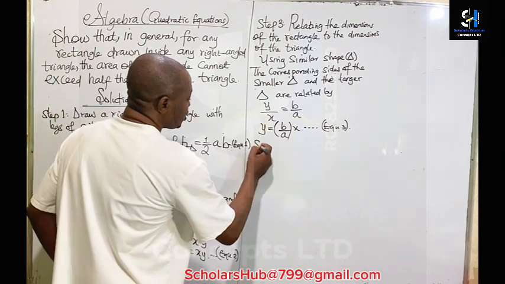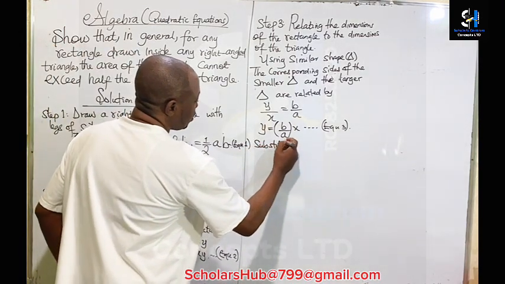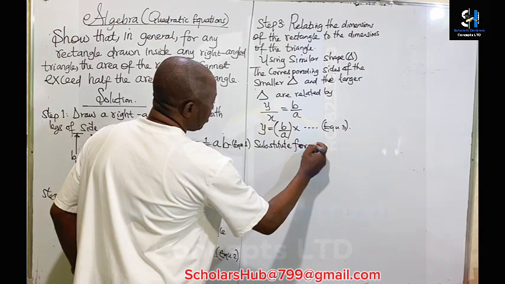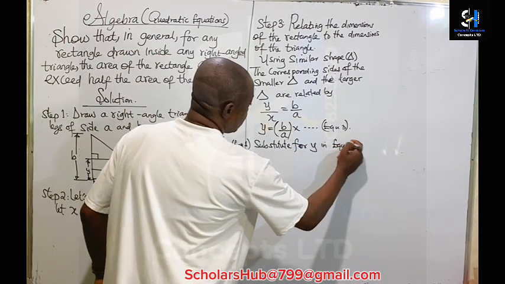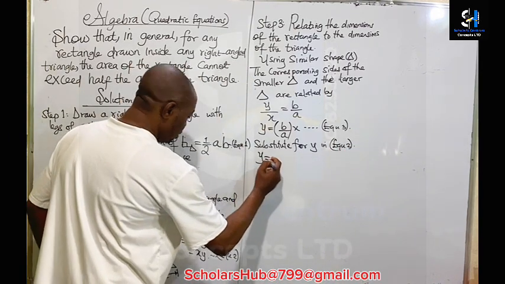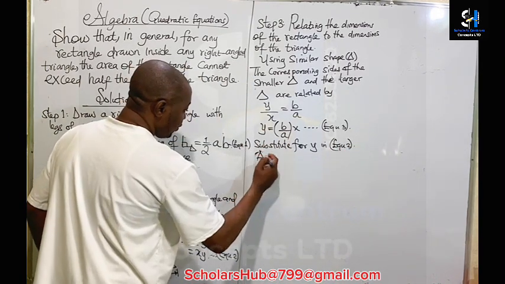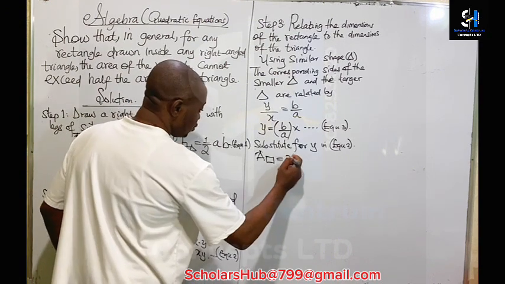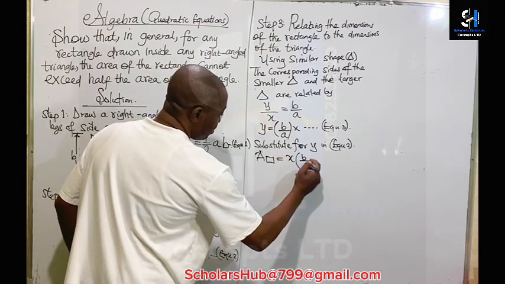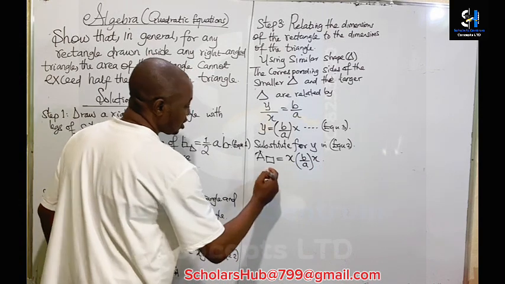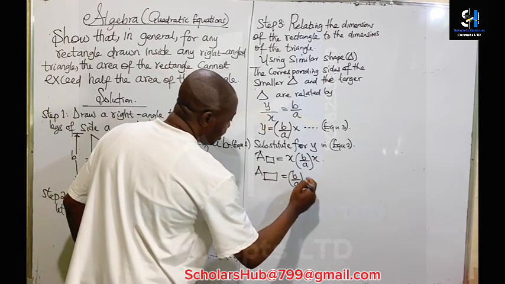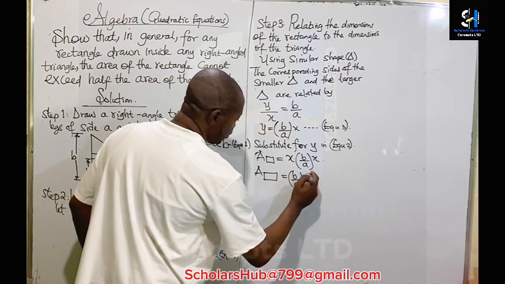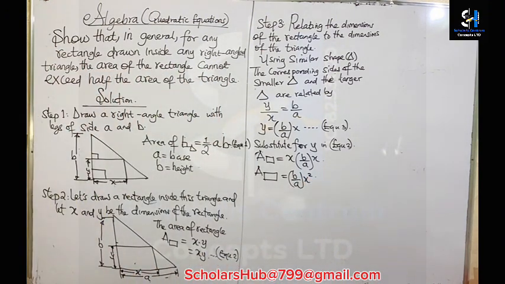So let's substitute for y in equation 2. In equation 2 we have the area of the rectangle equals x times y. Now y is B over A times x, so the area of the rectangle can now be written as B over A times x squared.